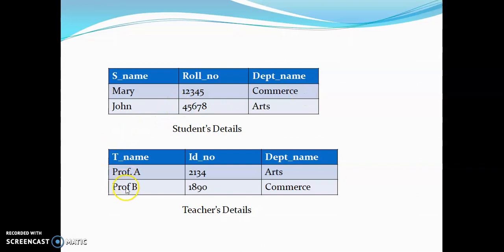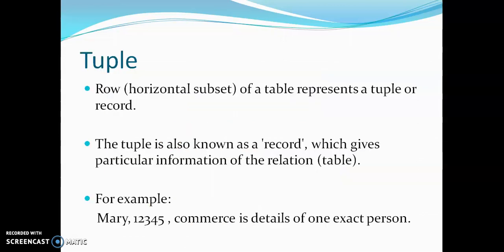Likewise, Professor B, ID number 1890 and commerce. This one particular row speaks about one particular person's records. That means in this particular case, Professor B's record or Professor B's details. Fine. So that is what you have here. The tuple is also known as a record.